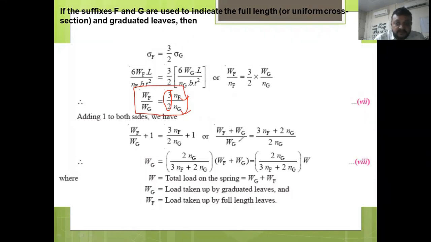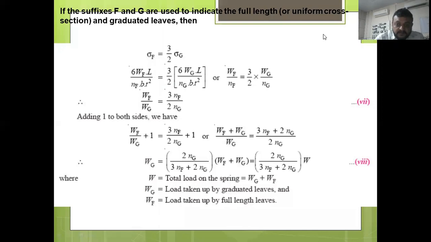Now to make it simple, adding 1 to both sides of this equation, we get W by WG is equal to 3NF plus 2NG divided by 2NG. And from this equation, you can easily find out WG. Here W is the total load, WG plus WF, the load on the graduated leaves plus the load on the full length leaves, where WG is the load taken by the graduated leaves and WF is the load taken by the full length leaves.